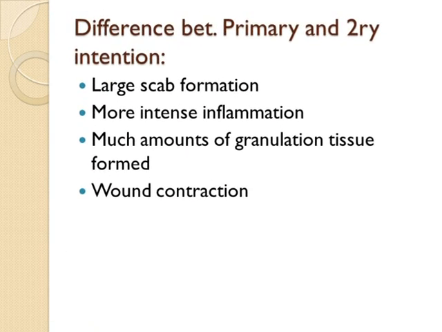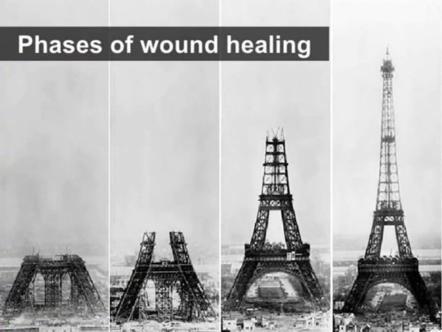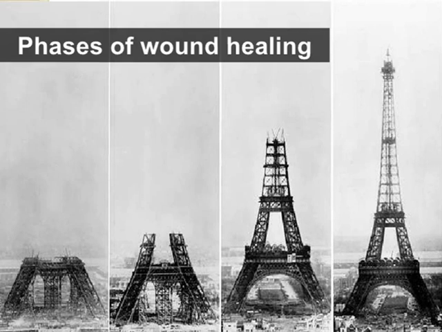We have some differences between the primary and secondary intention: large scab formation, more intense inflammation, larger amounts of granulation tissue formation, and wound contraction. Here is shown how the phases of wound healing happen. We go step by step until we reach the maturation phase.